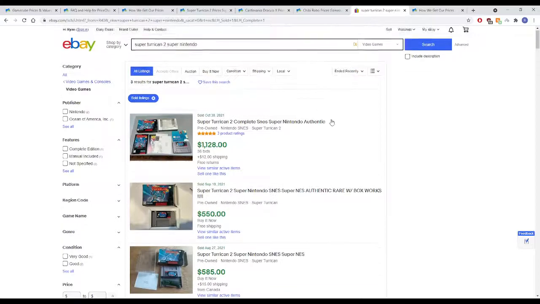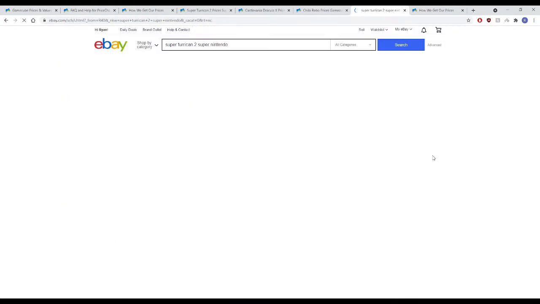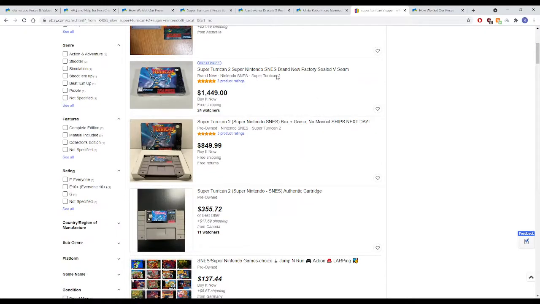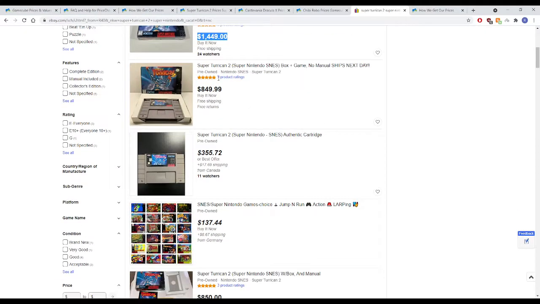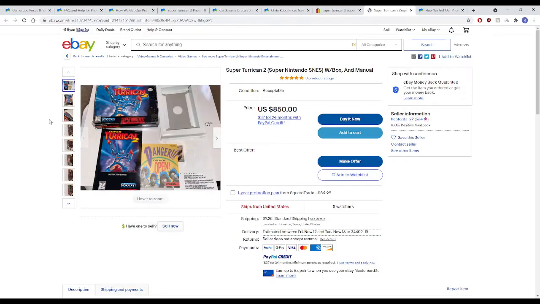And if we go to the sales, we can see that a mint copy is pretty expensive. Someone just paid $1,100. And then if we go to current, just look at what's actually on here. We can see that we have one here for $720. We have another one here, brand new, $1,500. We have a box only for $850. And we have another one right here for $850, but it looks like it doesn't have the card. So let's just take a look at that.